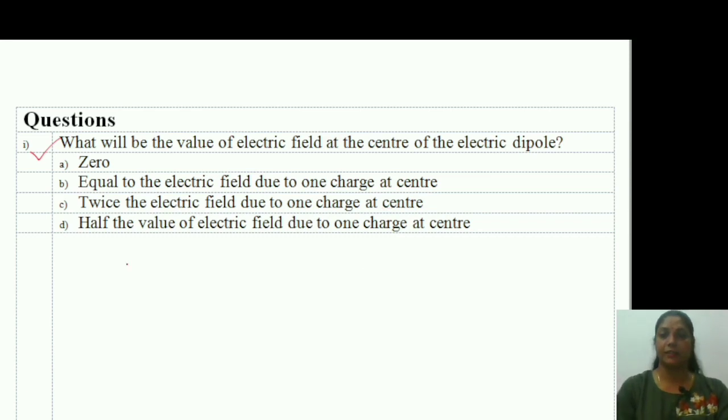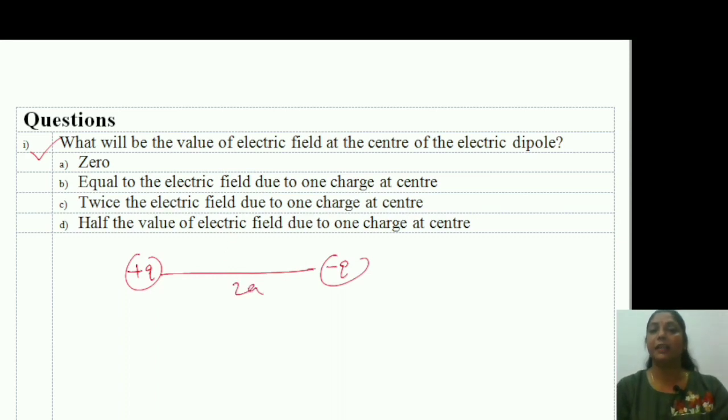Which option is correct? Dipole means a positive charge and a negative charge, and the distance between the two charges is given as twice A. What will be the electric field at the center of the electric dipole? It means at this point the distance is A here, and here also the distance is A. Now you have to find the total electric field at this center. Due to the plus Q charge, the electric field is in this direction, and due to the minus Q charge, the electric field is also in this direction, E1 and E2. So both these electric fields are in the same direction.